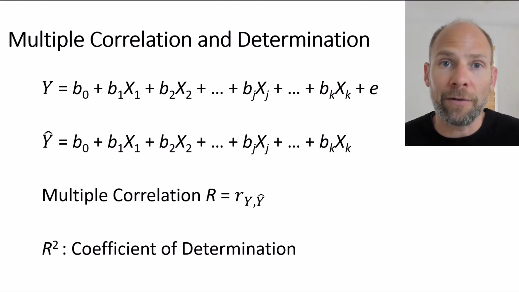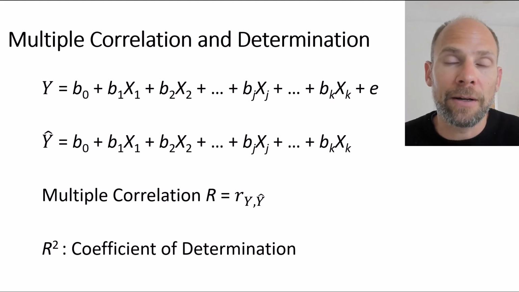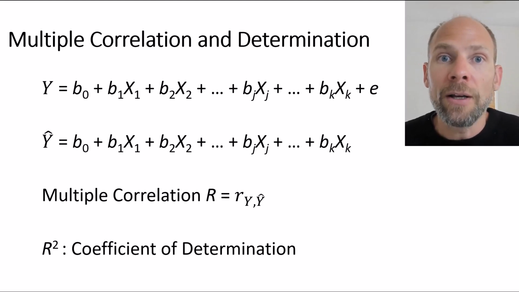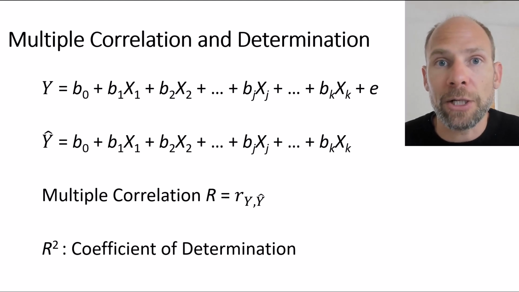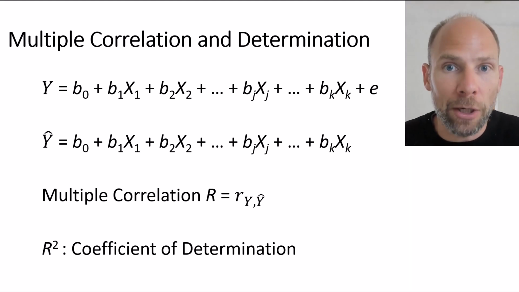An R squared of 0.5 would mean 50% of the variance in the dependent variable is accounted for by the independent variables x. So that can be used as a measure of effect size for the overall regression model.